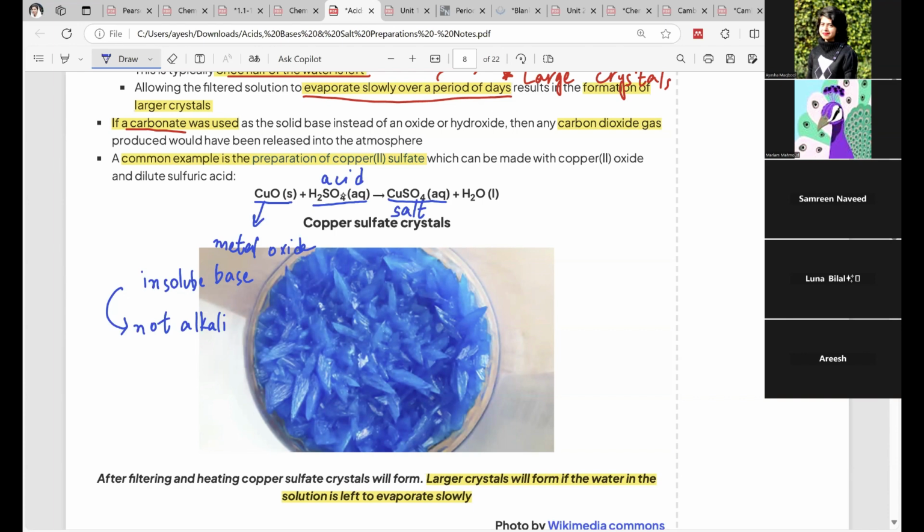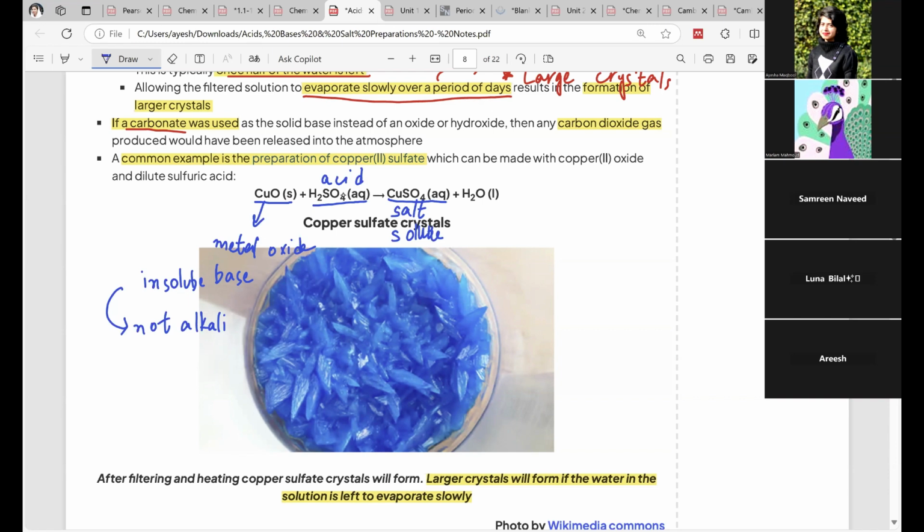Aqueous. Soluble, miss. Aqueous means solution in water. So it's a soluble salt. Already soluble, yes. And we said from the first line that it will produce a soluble salt.